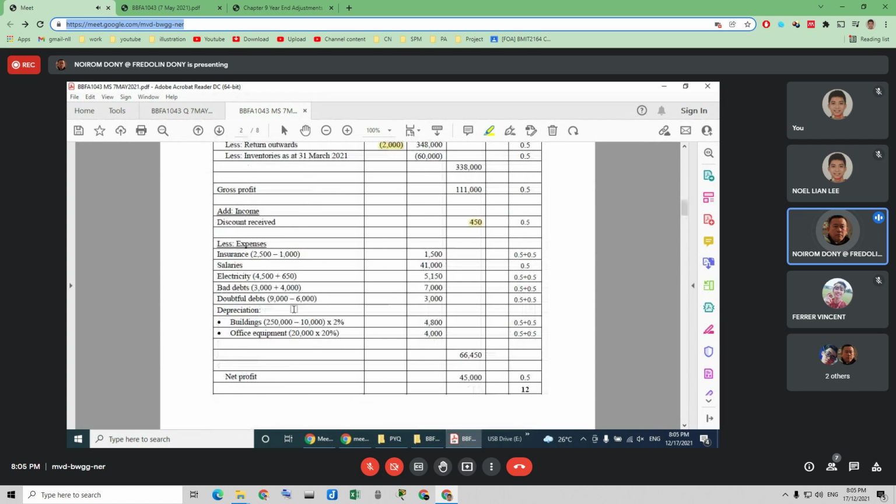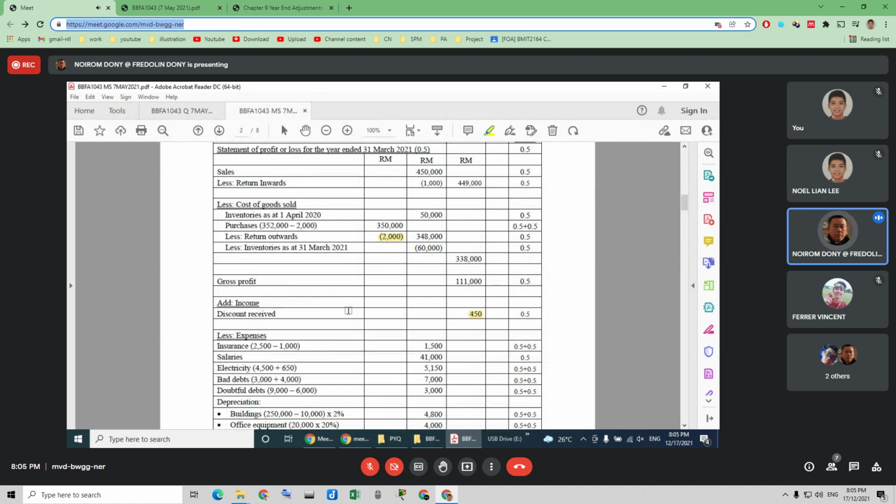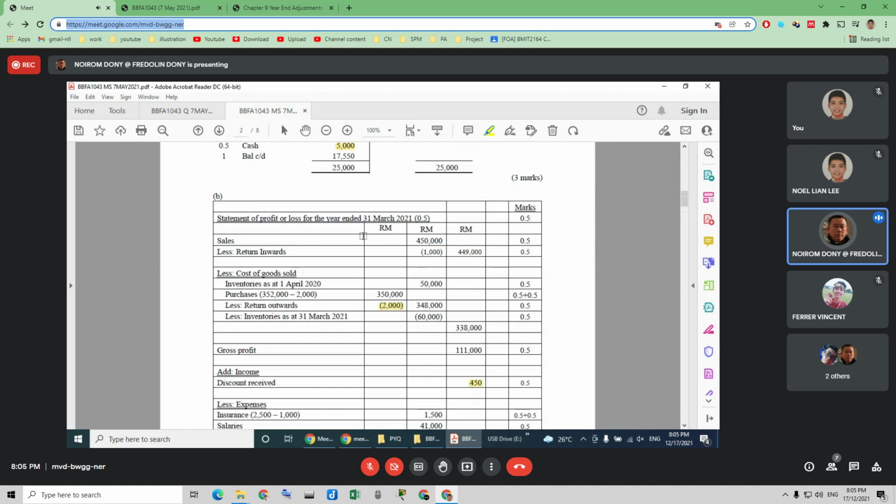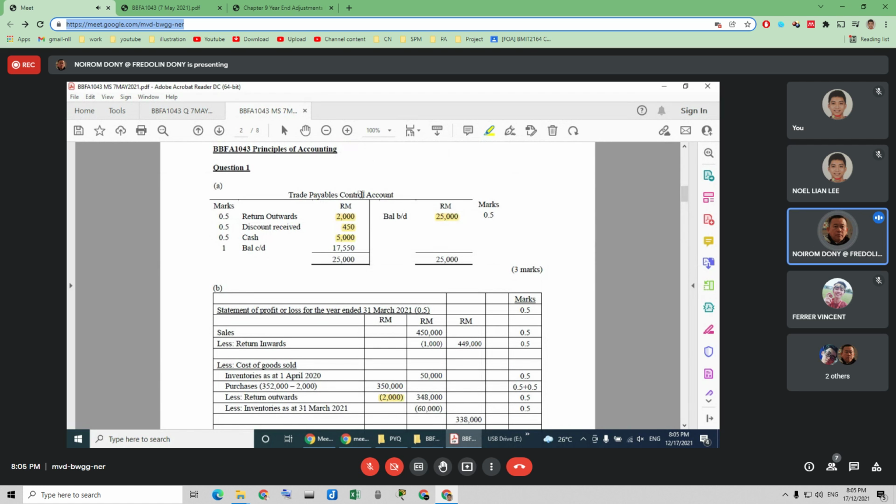And where is the debit? So this is the debit. The debit is when you put into the trade payable control account. Okay. So we have done all the adjustment under number 6. Then we close off the trade payables control account because this is part of the question requirement.